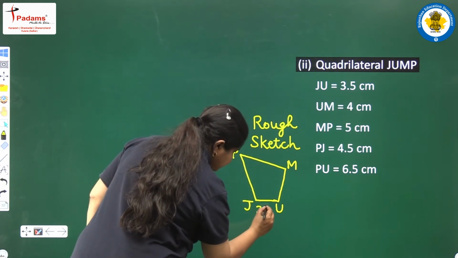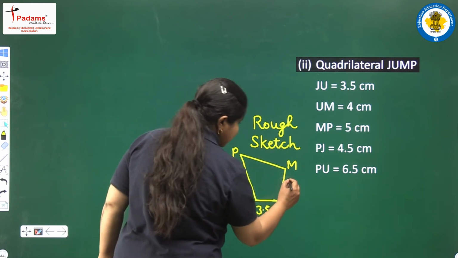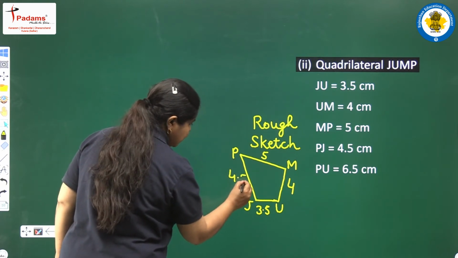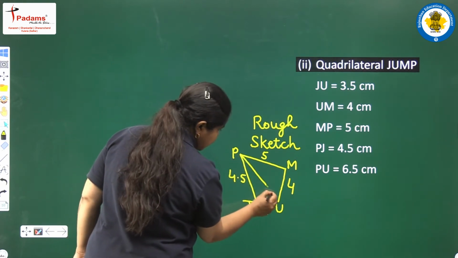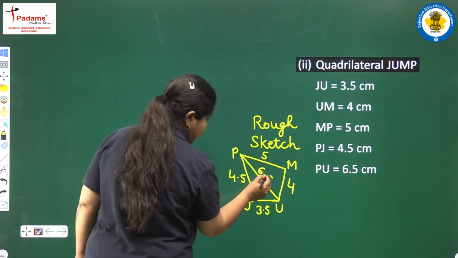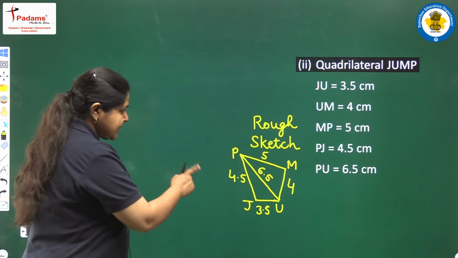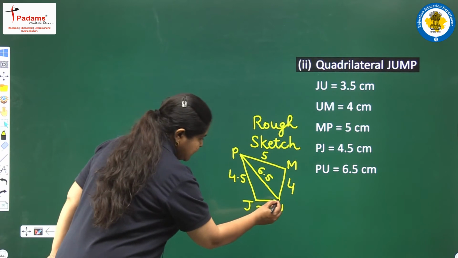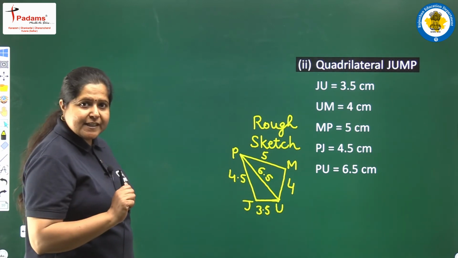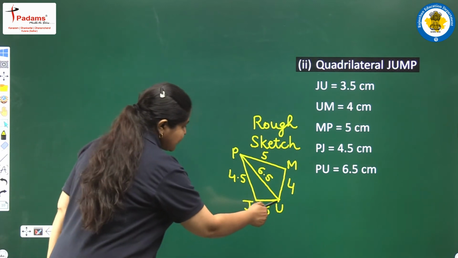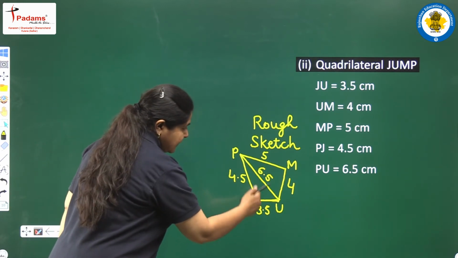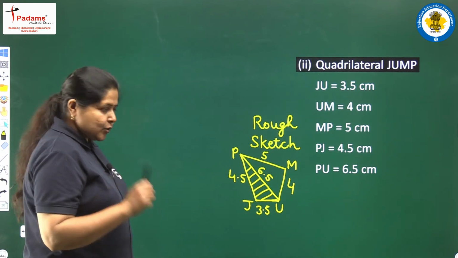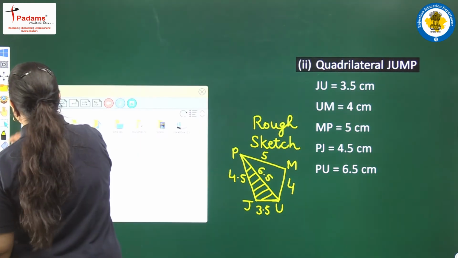JU is given to be 3.5 centimeters long, UM is 4, then MP is 5, PJ is 4.5, and then we have this diagonal PU, which is 6.5. Now with the help of this rough sketch, you can easily visualize that first of all we should draw this line segment JU measuring 3.5 centimeters, and then we should construct this triangle JUP first, this one, with the help of a compass. First we will construct this triangle. So let us start with this JU with the help of a scale.